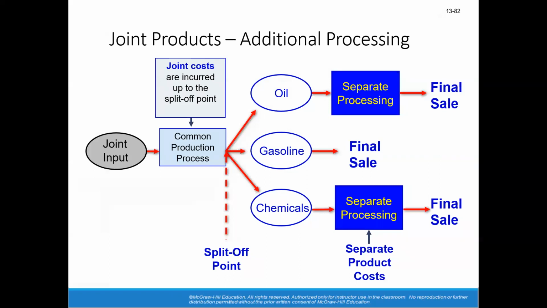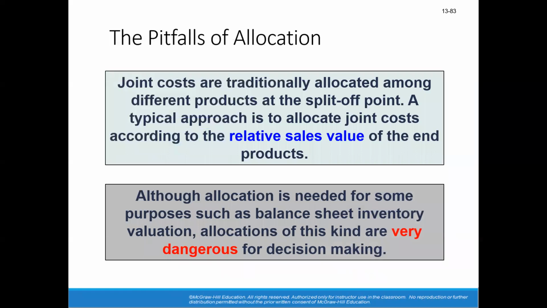So, joint products need additional processing. The pitfalls of allocating here: joint costs are traditionally allocated among different products at the split-off point. A typical approach is to allocate joint costs according to their relative sales value at the end of the products. Although allocation is needed for some purposes, such as balance sheet inventory valuations, allocations of this kind can be very dangerous for decision making.